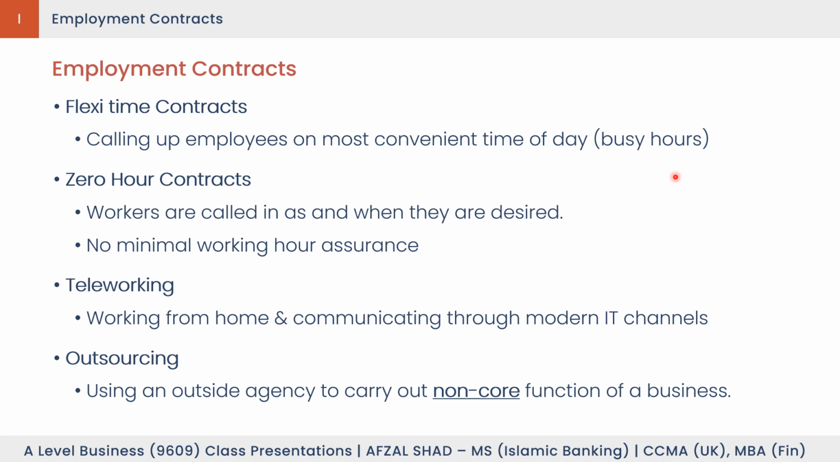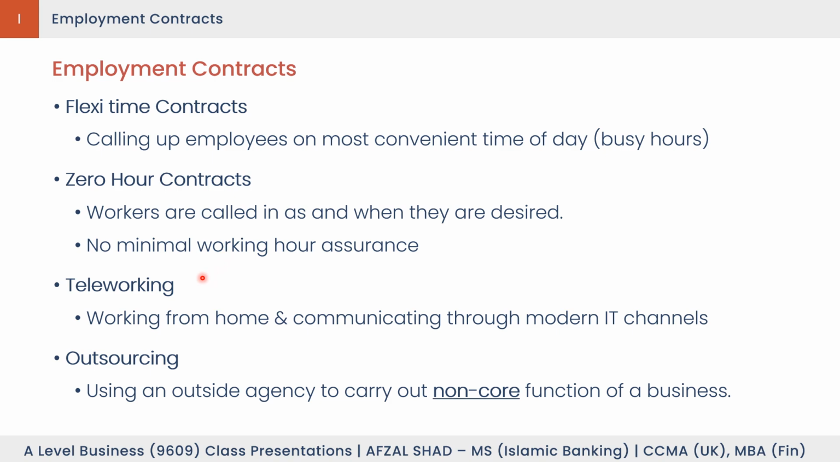Then we have got zero hour contract. What is zero hour? Workers are called in as and when they are desired. No minimal working hour insurance. Zero hour means that we will call you up as and when you are required. It is not necessary you are going to be called up. So it is on demand basis. That is why there is zero assurance of the job in zero hour contracts.